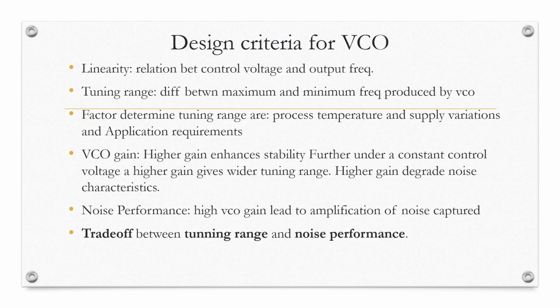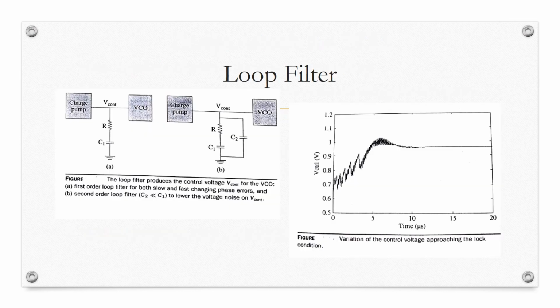Then the design criteria for VCO: linearity, tuning range, VCO gain, noise performance. These are the design criteria for VCO. We'll see them in detail in the lecture. Then this is the loop filter. So you can see here this is the first diagram. A diagram shows a first order filter, and the second diagram is a second order filter. And you can see here how the ripples which are there are converted into DC voltage.